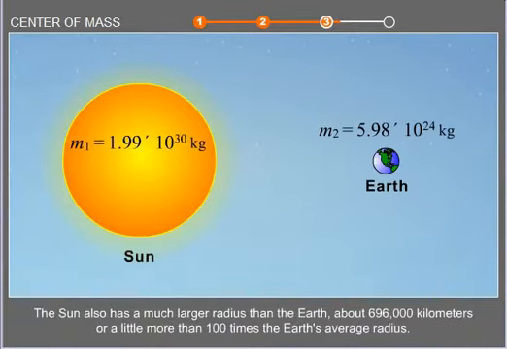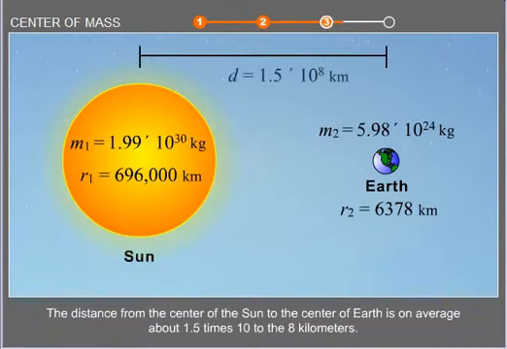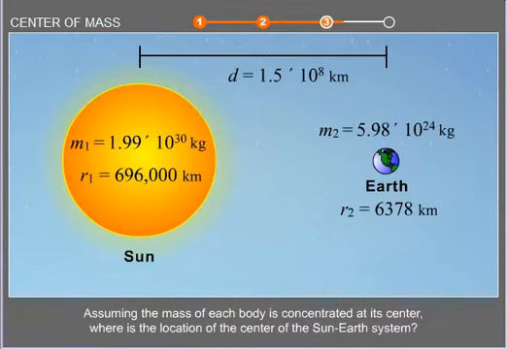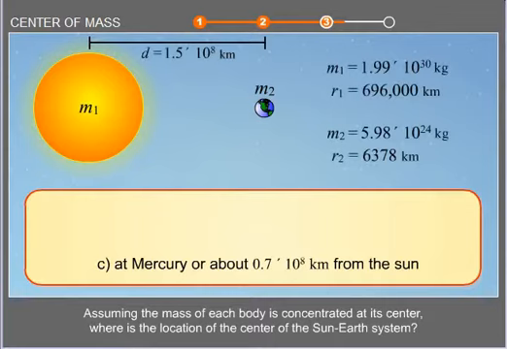The Sun also has a much larger radius than the Earth, about 696,000 kilometers, or a little more than 100 times the average Earth's radius. The distance from the center of the Sun to the center of Earth is, on average, about 1.5 times 10 to the 8 kilometers. Assuming the mass of each body is concentrated at its center, where is the location of the center of mass of the Sun-Earth system?